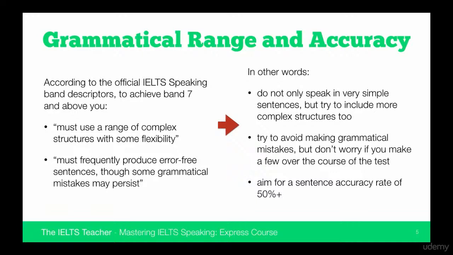But don't worry if you make a few over the course of the test. Please don't let that distract you if you notice that it happens. Do try to come back and self-correct, but don't let it throw you off your rhythm and your flow. Aim for a sentence accuracy rate of above 50%. If you do that, then we can say that the majority of your sentences are error-free.